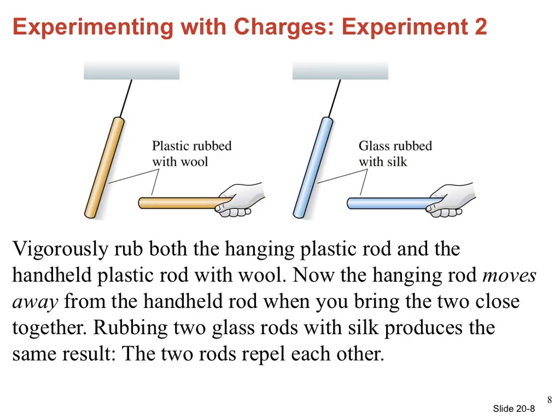So here's another experiment. I'm going to take that same plastic rod as I had before, and I'm going to rub that with wool. Or I'll take a glass rod and rub it with silk, and I'm going to rub both objects. Now, when we bring them near each other, the hanging rods move away from the handled rod. So these two rods essentially are repelling each other.